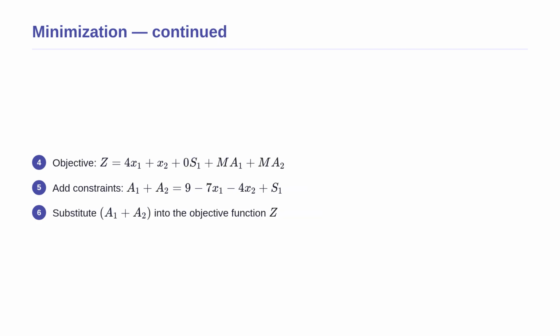Continuing with our minimization problem, we set up the objective function by adding the penalties m a1 and m a2. Just as before, we cannot leave these artificial variables in the objective function. We must express them in terms of our real decision variables. To do this efficiently, we add the two constraint equations together and use basic algebra to isolate the sum of a1 and a2 on the left side. We then take this entire algebraic expression and plug it into the objective function, replacing the artificial terms completely.